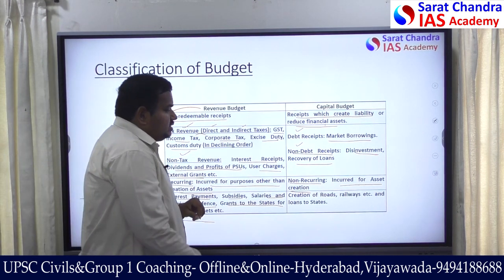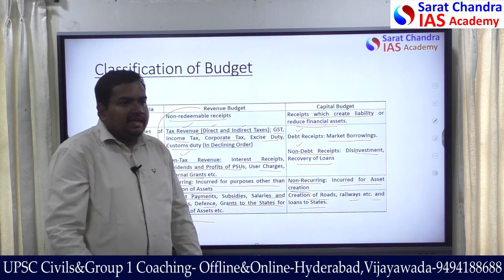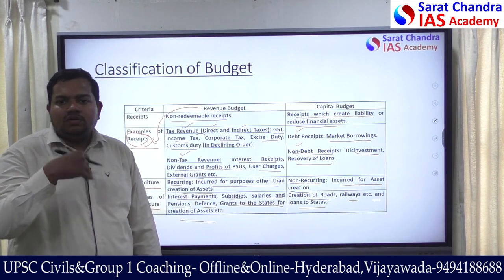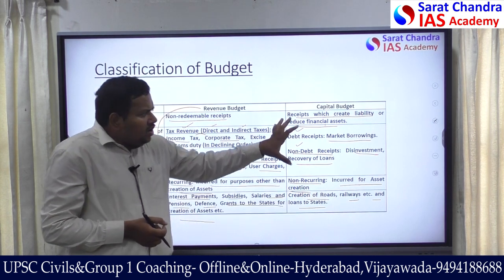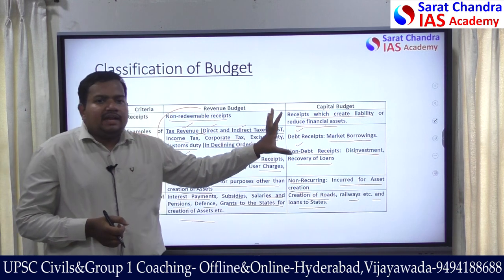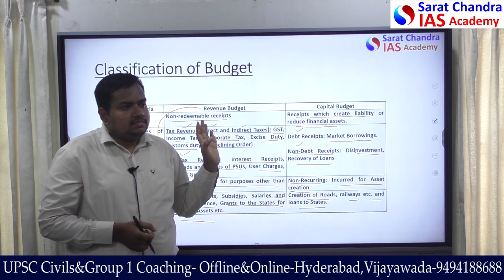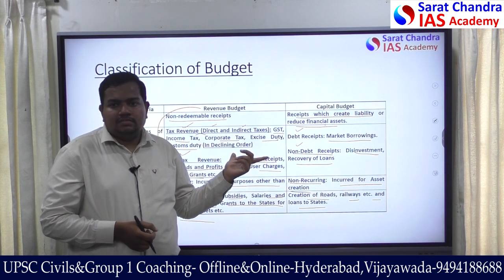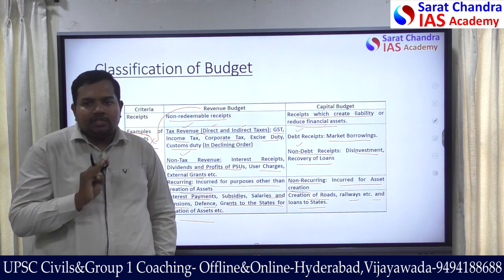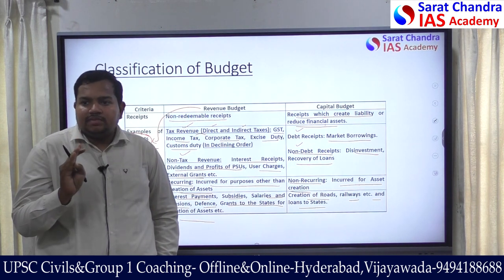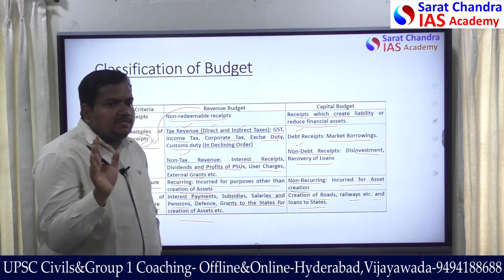And what are the examples? Creation of roads, railways, and loans to the states. In general, asset creation and loans given to the states come under capital expenditure. And on this table, generally for every 2 years, one question will be asked in prelims, only from this single table. You need to know what are revenue receipts, what is revenue expenditure, what are capital receipts, what is capital expenditure, and what are the components of that. So one more time we will revise.